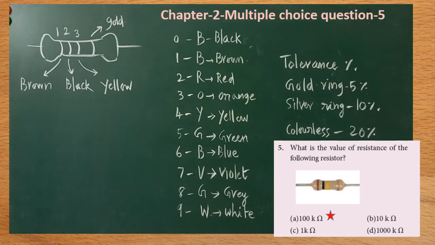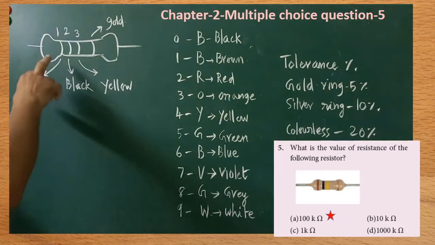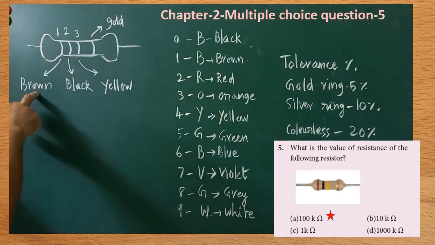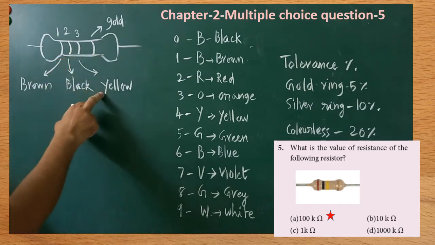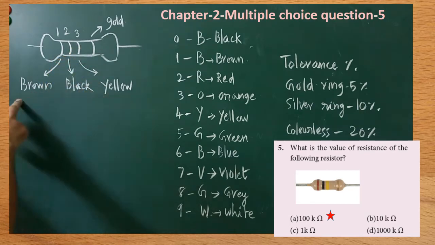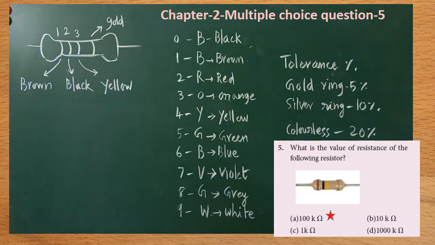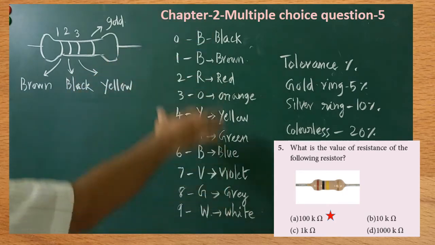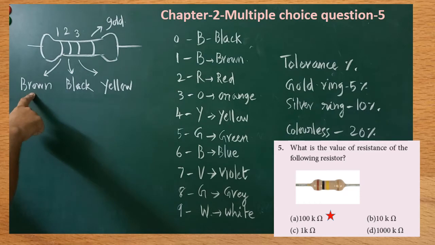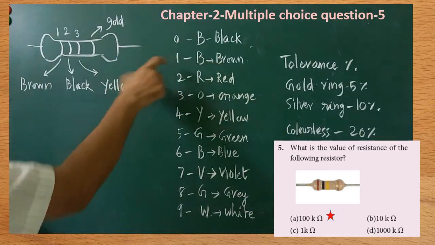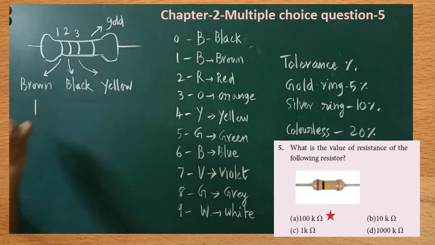Now we are going to solve the fifth multiple choice question in chapter 2. Here one carbon resistor is given with the color codes. The first one is brown color code, the second one is black color ring, the third one is yellow. By observing these three colors, we have to find out the resistance of the carbon resistor. Already I have given this list of colors with their respective numbers. Look at the first ring, brown. Against brown, which number is appearing? 1. Therefore, write 1 here.